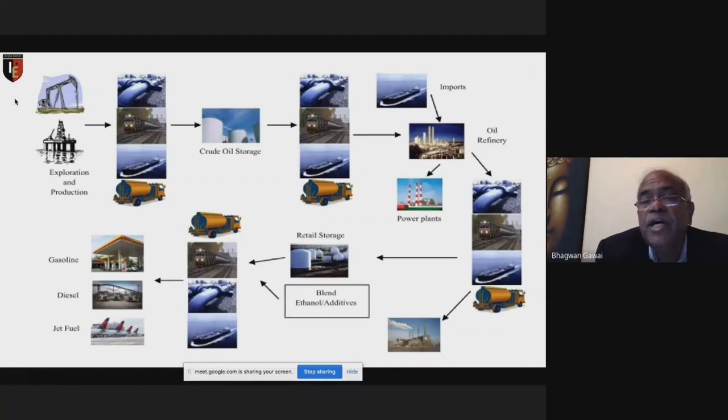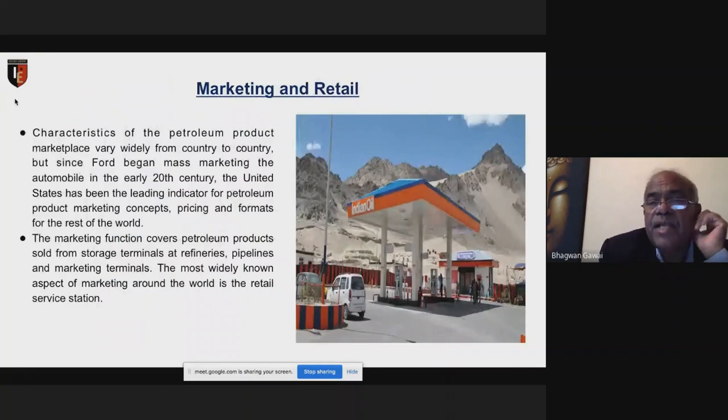It goes to the power plant also. Some oil like furnace oil you use for power plants, or sometimes you use naphtha, or sometimes gas, LPG, for power plants. So these are the different products we supply to different usages. Then the mode of transportation. If you see here at the extreme right, there is pipeline, rail, ship, and road. So different types of transportation and logistical operations happen. Then marketing and retail.